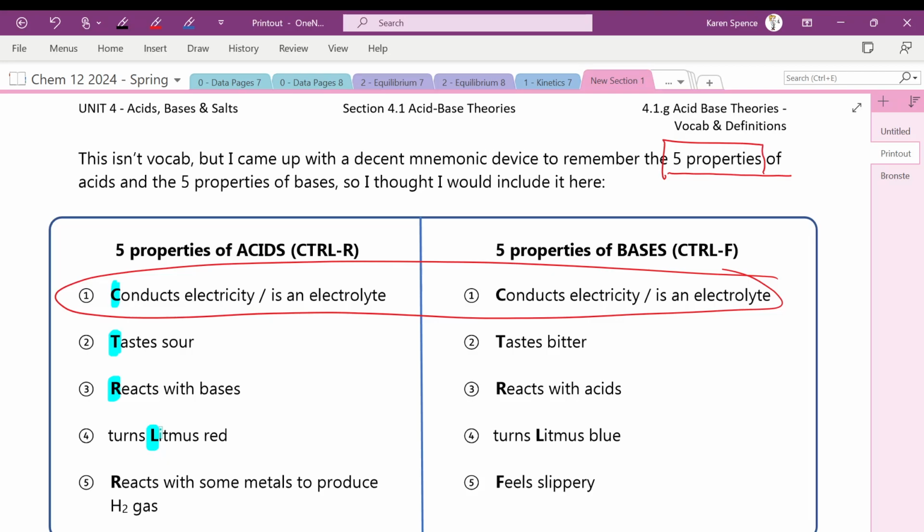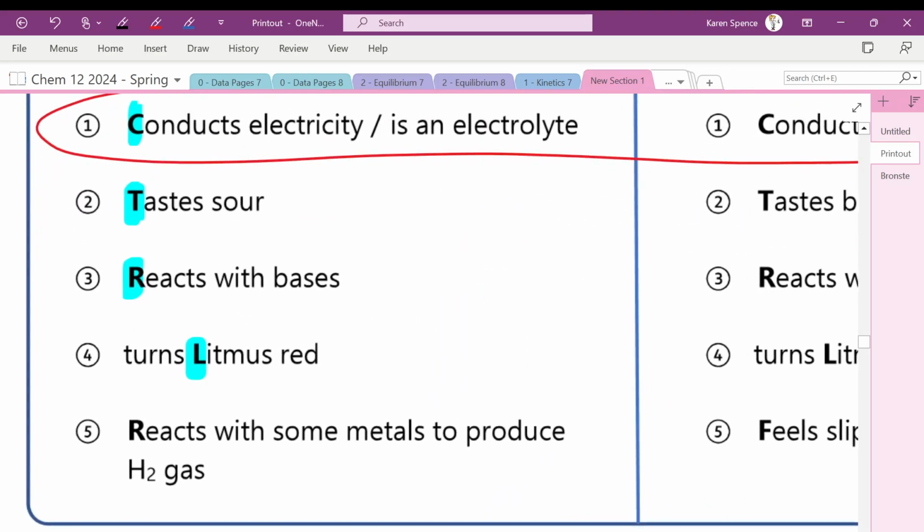Also, B for blue, B for base. Yes? Also B for bitter. Yes? So B for bitter, B for blue, B for base. And then the only one that's really a little bit weird is the last one. It doesn't match up. Acids react with some metals, not all metals. So if I gave you some gold, it won't react with an acid. You could pour acid on it, it'll just sit there and do nothing. Okay?